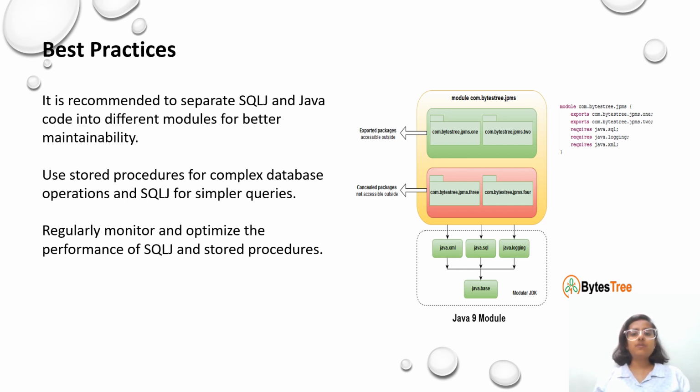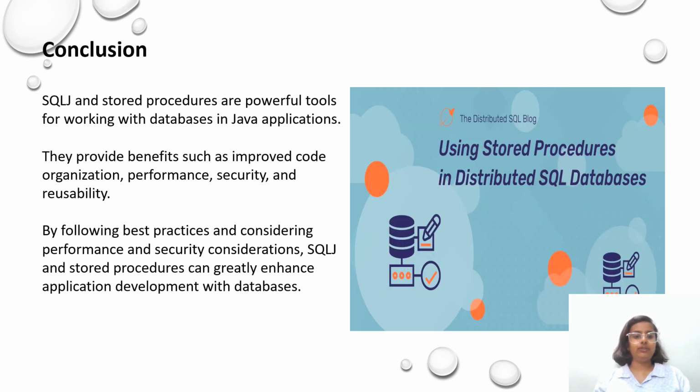In best practices, there is a module, like JPMS, which has exported packages accessible outside and concealed packages not accessible outside, like java.xml, java.sql, java.logging. java.sql requires only java.base for the JDK module. It may be exporting packages in Java, or requiring them for Java packages. Next is conclusion.